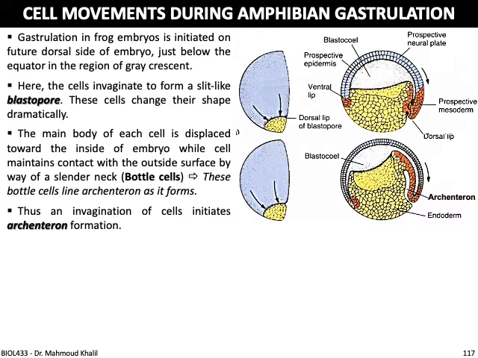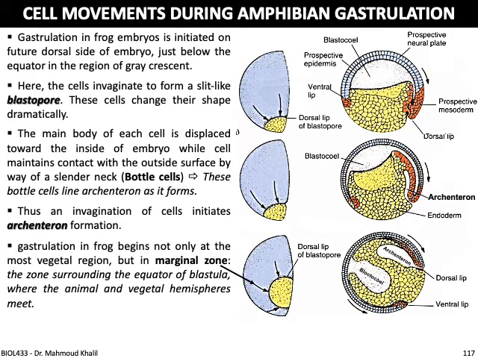Thus, the invagination of cells initiates the archenteron formation, and you can see from the figure that the archenteron is developing while the blastocoel is reduced. And you can see from the figure, from the outside, how the cells converge from the outside to the inside.